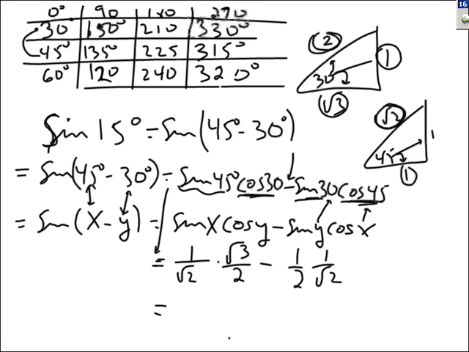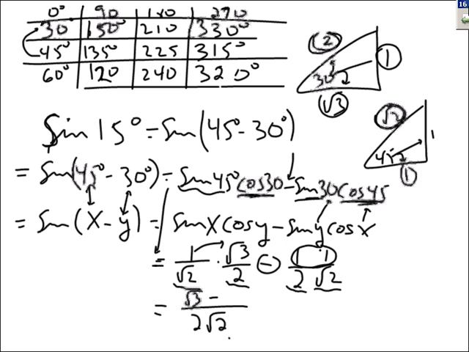Okay, so coincidentally, the denominators are the same. Square root of 2 times 2 and 2 times square root of 2. I'll write the 2 first. 2 square root of 2. So the numerator gets subtracted. 1 times square root of 3 is square root of 3. 1 times 1 is 1.